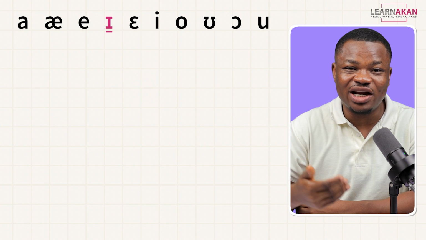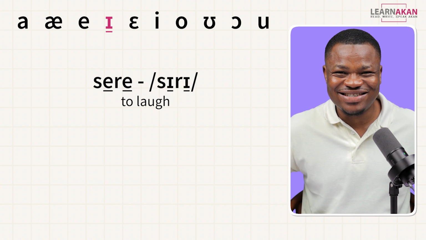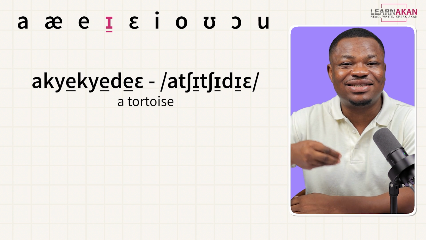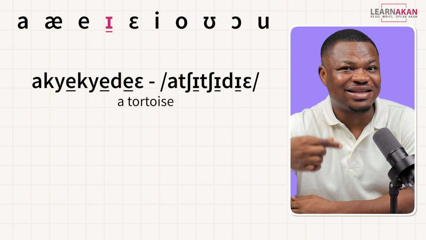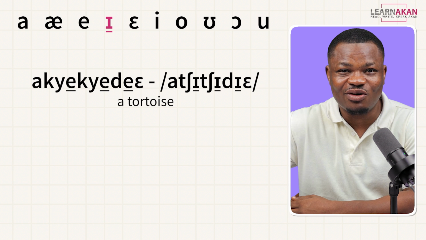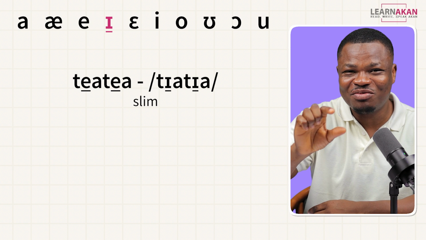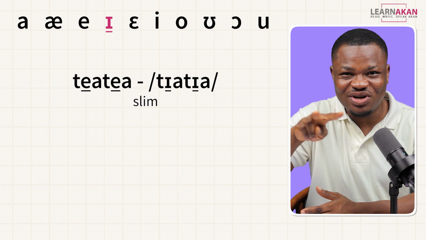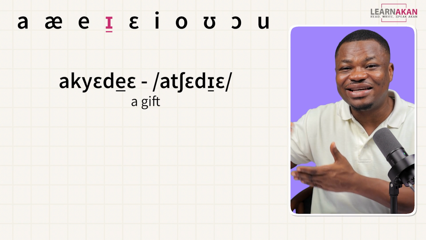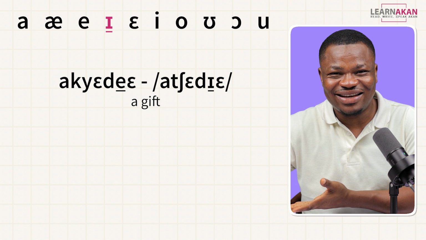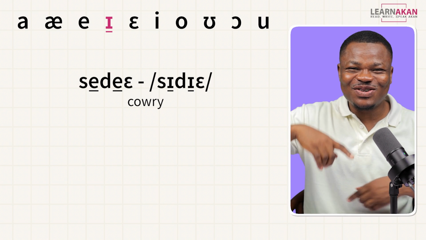Now, by way of word examples in Twi, we have siri, okay? Siri, that is to laugh, right? We have achichidie, so we have 3 of these sounds in there. We have tia, so there's E before the A, right? So there are 2 here. We have tia, sidie, all right? Let's go to the next vowel.